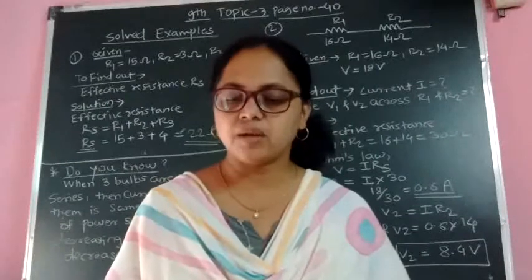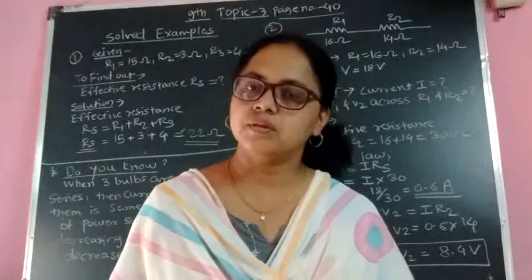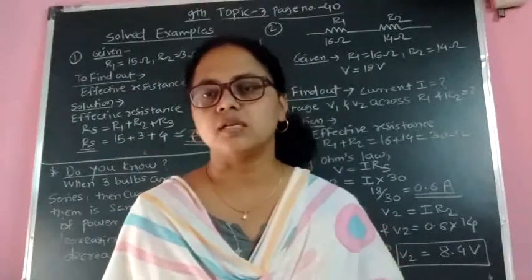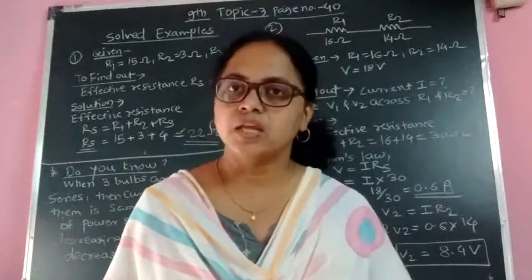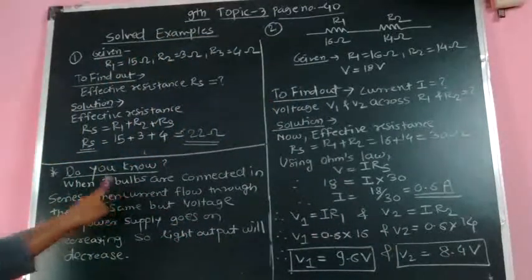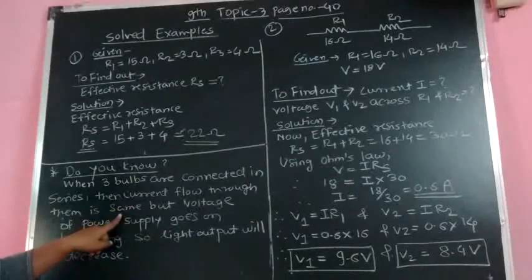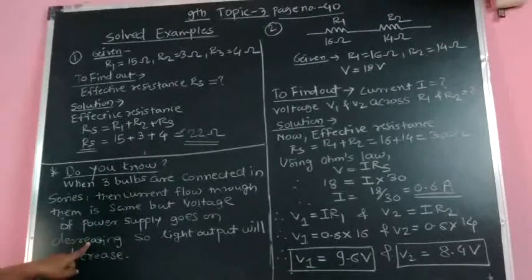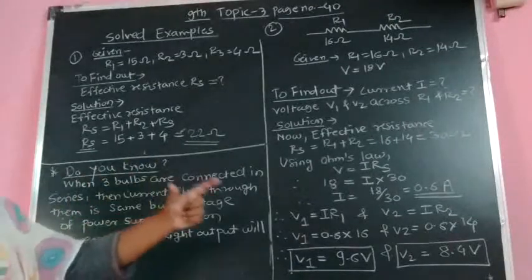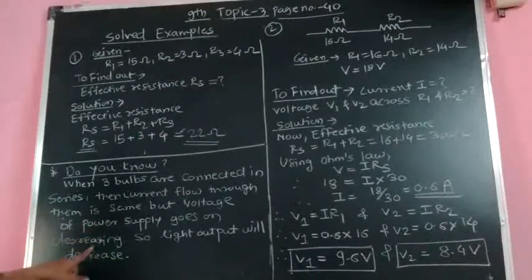Now you can see, if three bulbs are connected in series, their light output will decrease further. Suppose we connect three bulbs in series, their light output will decrease. The answer is that when three bulbs are connected in series, the current flow through them is the same, but the voltage of the power supply goes on decreasing. That is, the voltage across each bulb is different. So the voltage of the power supply goes on decreasing, so the light output will decrease further.